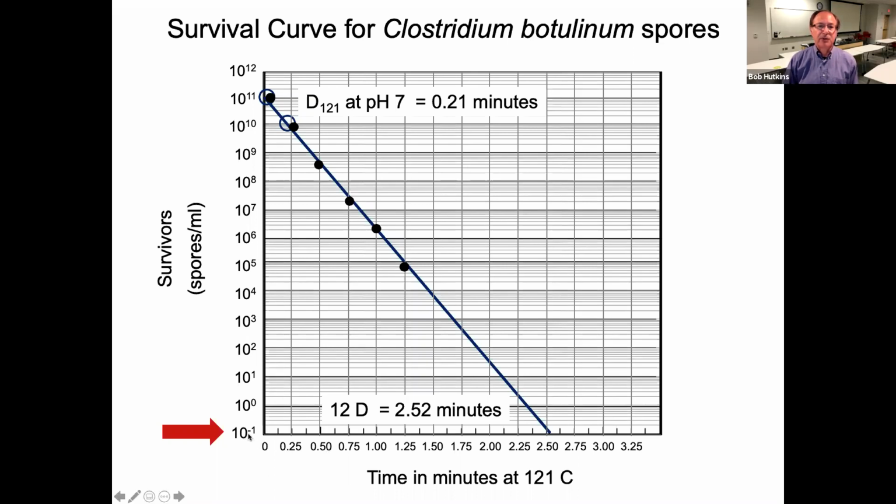So would you eat this can? Would you eat this can of green beans? Remember I talked about risk. What risk are you willing to take? You have a 12D process, but in theory, if this is a 100 mil can, you could have 10 spores. So would you eat that? How do you feel about your odds? Don't forget, CBOT germinates and grows, you're dead if you eat that without heating it.